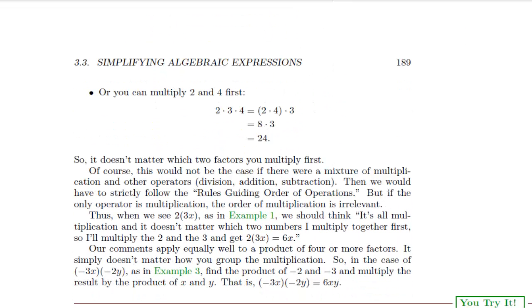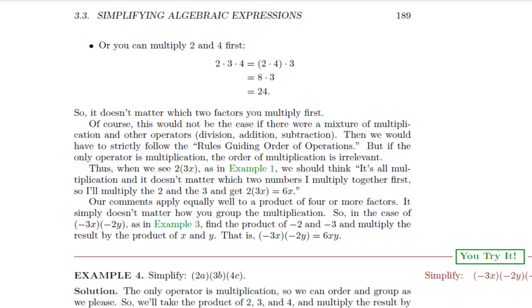Or you can multiply 2 and 4 first. 2 times 4 is 8, 8 times 3 is 24. They are all 24, so it doesn't matter which two factors you multiply first. Of course, this would not be the case if there were a mixture of multiplication and other operations, division, addition, and subtraction. Then we would have to strictly follow the rules guiding order of operations. But if the only operator is multiplication, the order of multiplication is irrelevant.